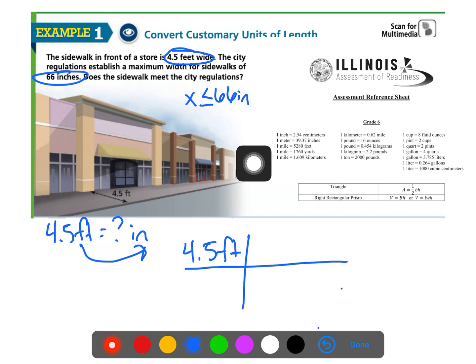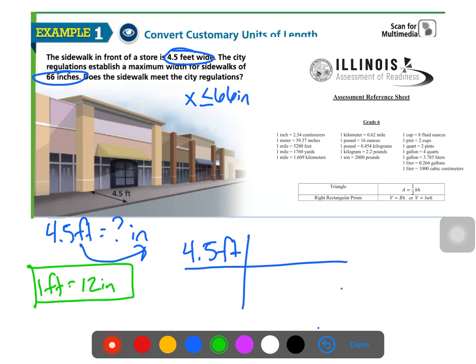So what we would do is look at our chart, but I say, hold on a second, I don't see anything with feet to inches. Well, you should know that 1 foot is the same as 12 inches, right? So I'm going to use this rate, this conversion factor, to cancel out my feet. I know that 1 foot is equal to 12 inches.